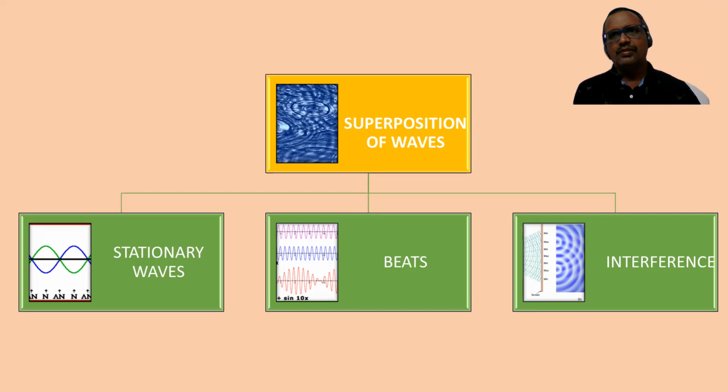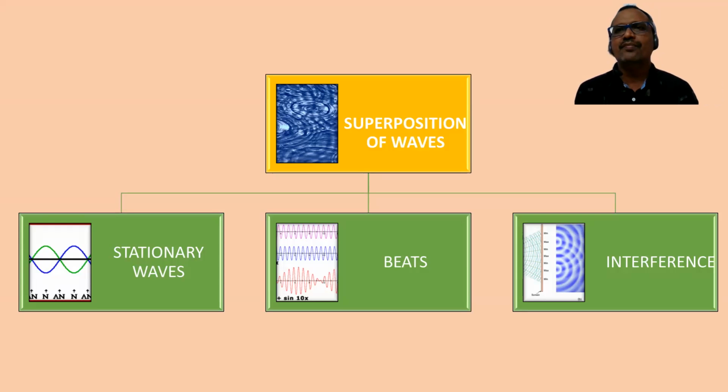When two progressive waves are traveling in a medium in the same direction and have the same frequency, and superimpose on each other, then in the region of superposition the resultant intensity will vary. The resultant intensity will be different from the intensities of individual waves. This phenomenon is called interference.